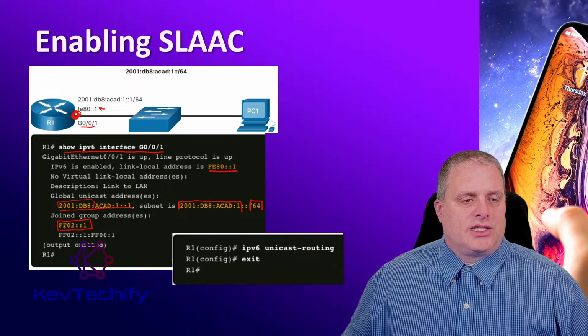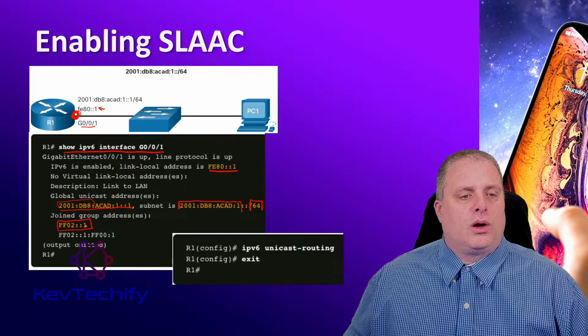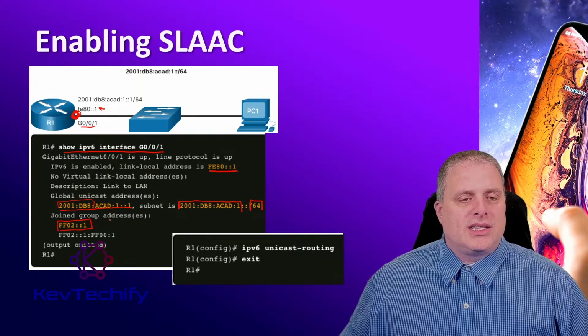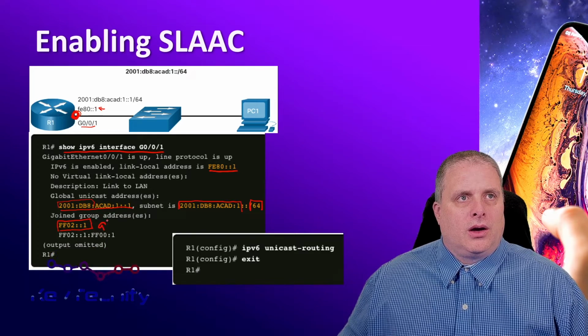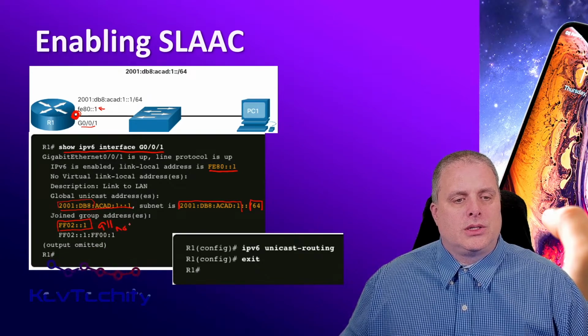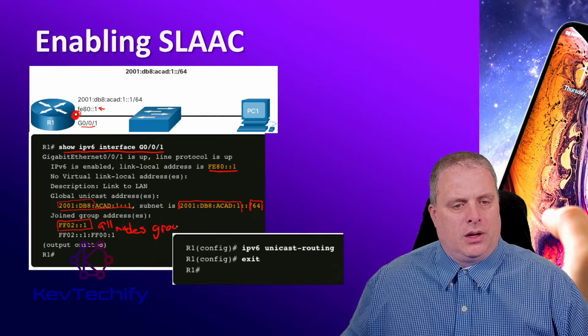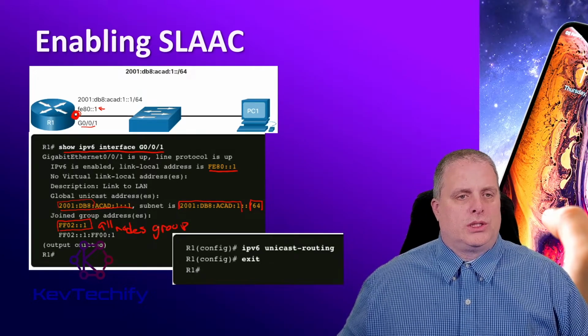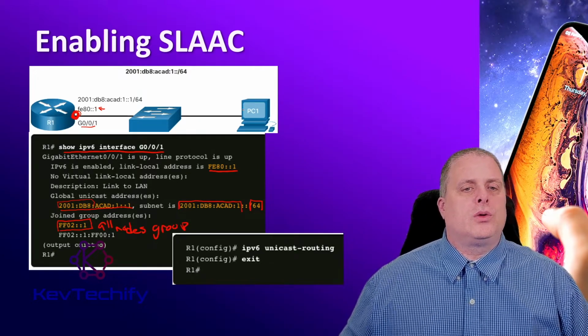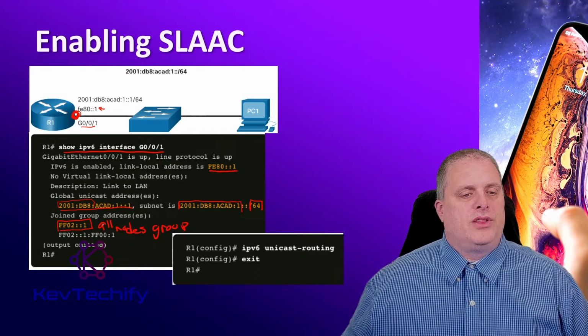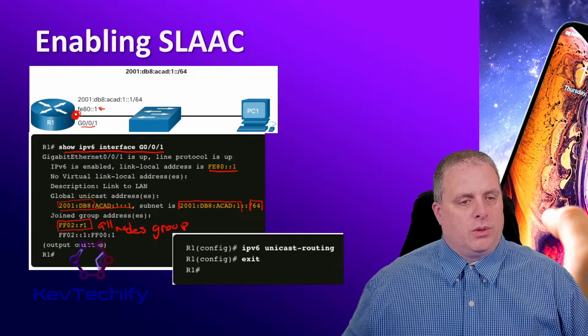FF02::1 signifies this is a multicast, and it is a special group. What this is, it's part of the all nodes group. And so all nodes in our local network are part of this group. And so that's what we have.